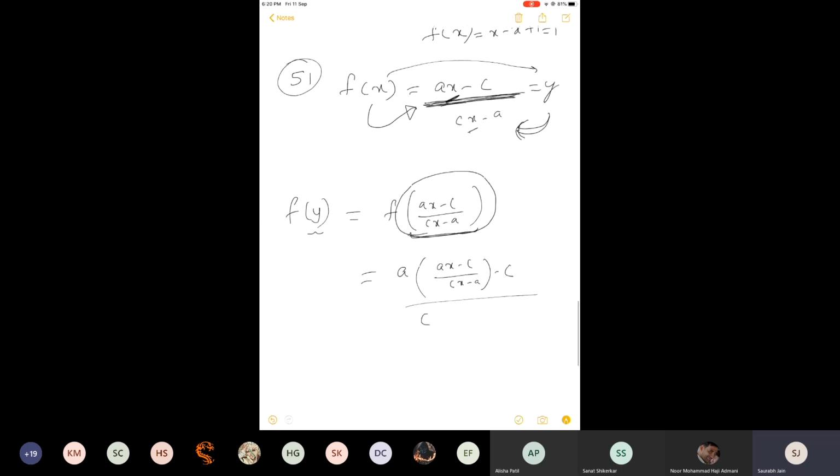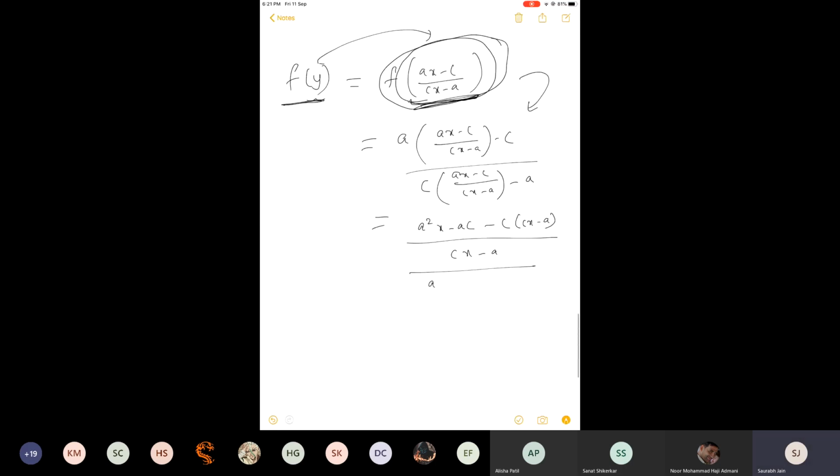So first of all, I have to find f(y). Y is this thing. So I put y as (ax minus c) upon (cx minus a). Now I have to find the value of this whole expression f of this. So I said this will be acting as x. So I will put it here in place of x and here also. And that is exactly what I have done. Now I'm simplifying it. So in the numerator it will be a square x minus a times c minus c times (cx minus a). We are taking LCM here. Then it will be acx minus c square minus acx minus a square. Again LCM. And now we will cancel cx minus a.